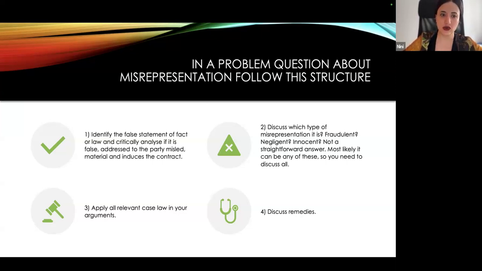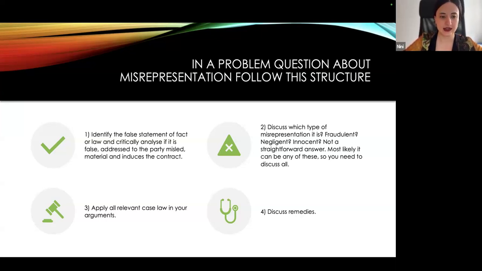First thing you should do is define what misrepresentation is. It's a false statement of fact or law. Critically analyze if, in the facts of the problem question you've been given, there is a false statement of fact or law that is addressed to the party misled, is material, and induces the contract. These are the requirements. The first thing you have to do is analyze each of these requirements in turn by citing the relevant cases.